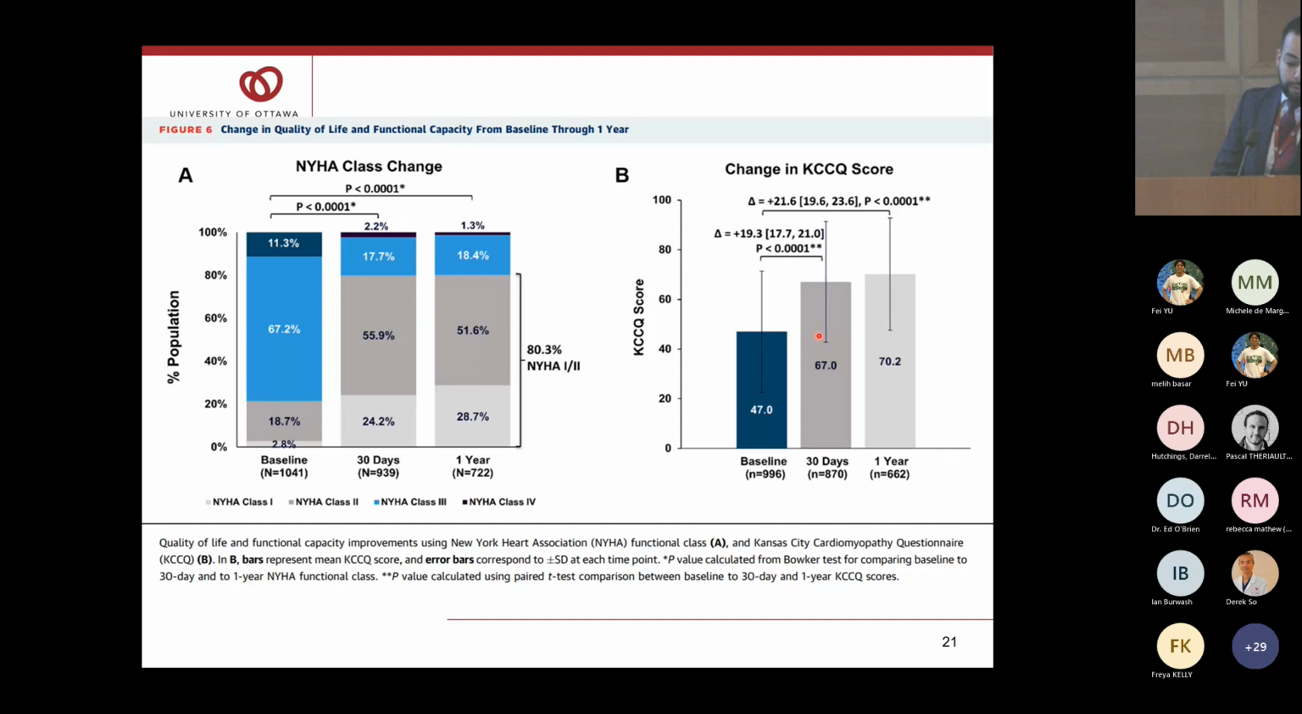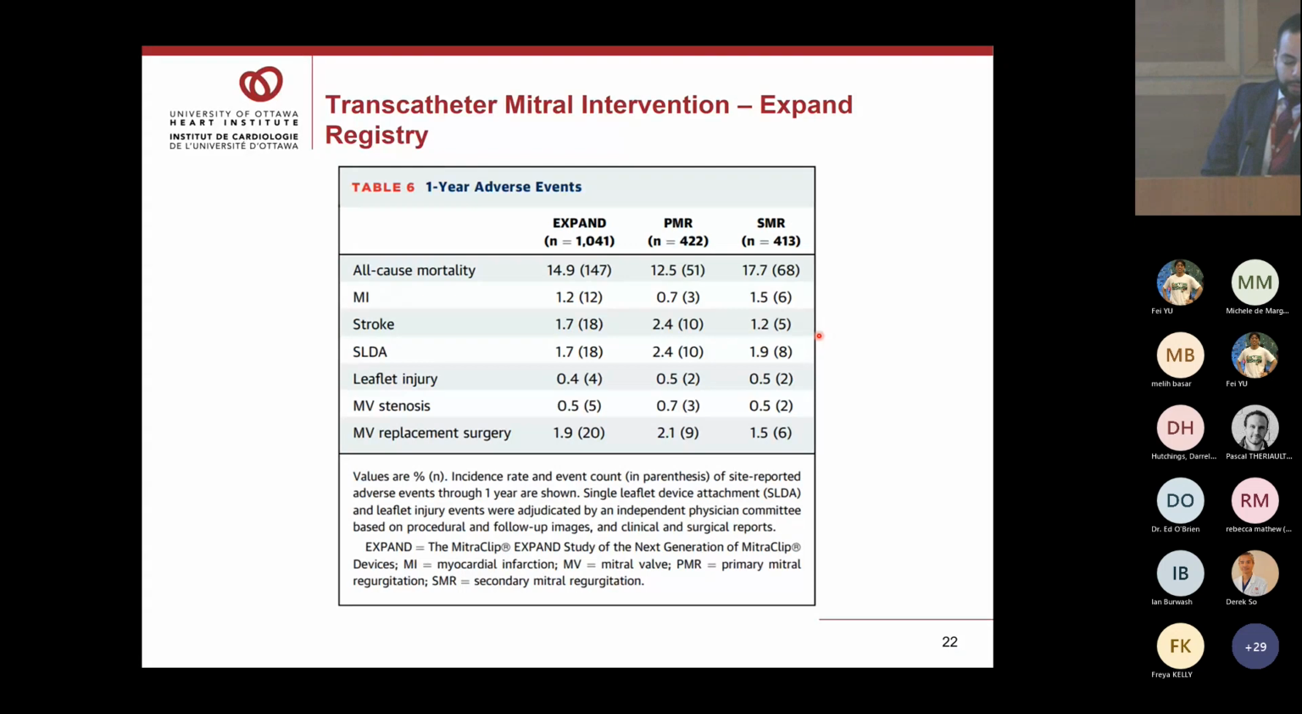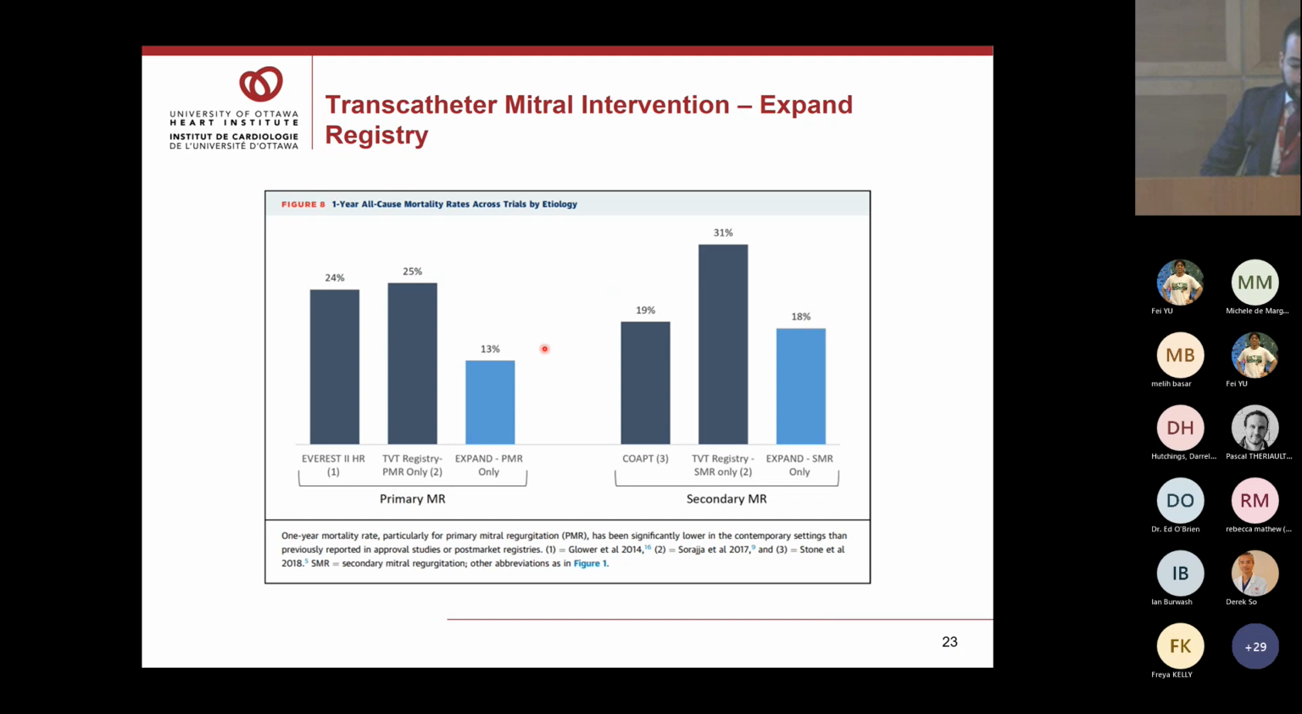I mentioned safety, and I think we're all familiar that this is becoming a safer technique as we gain experience with it. Rates of MI, single leaflet detachment, and the need for mitral valve replacement surgery are quite low in this registry. I mentioned the all-cause mortality rate, but that rate is comparable to what you see in tricuspid valve interventions or mitral valve interventions in other RCTs. In EVEREST II, the rate was 24%, and in COAPT, 19% mortality at 1 year. So it's a function of the patient population, not necessarily the technique.